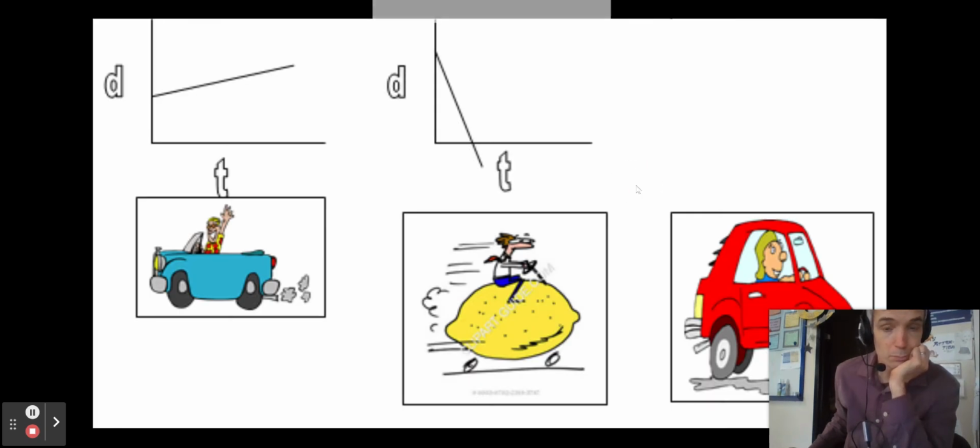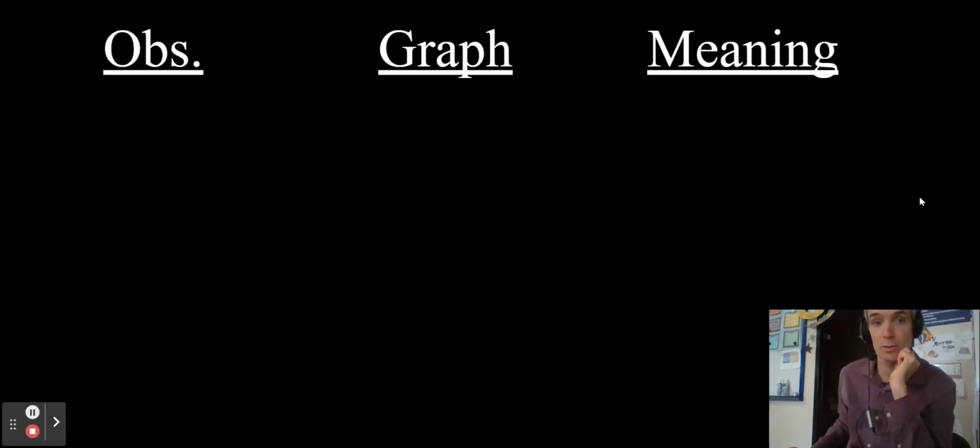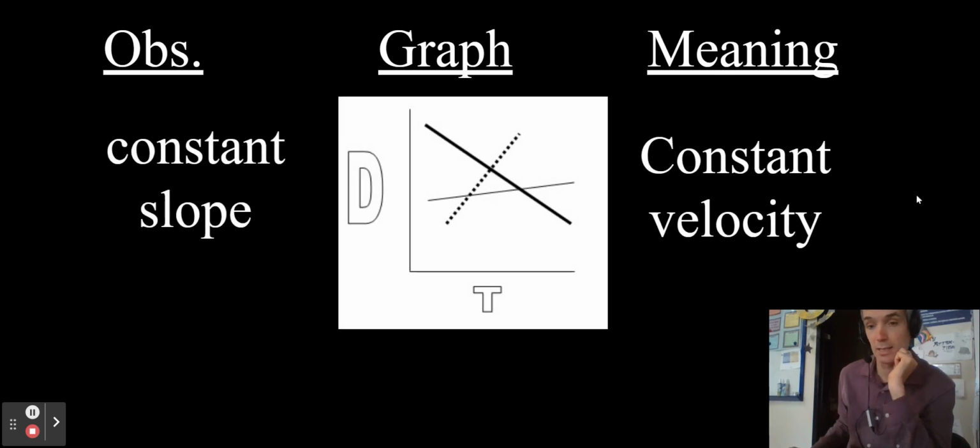Now, if I put them all together, you'll notice that these lines are all straight. What does straight mean? Well, for this graph, straight lines or constant slope means constant velocity.